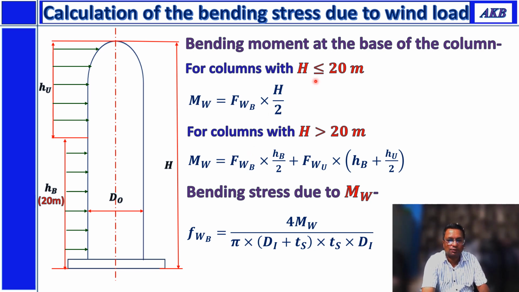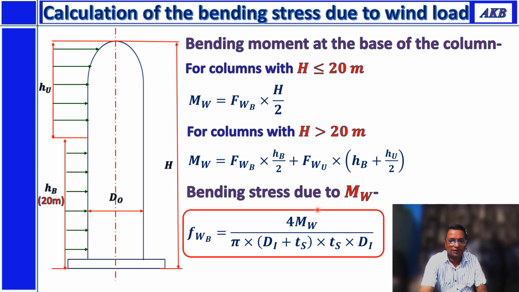If height is less than 20 meter, Mw will be given by this equation. If it is greater than 20 meter, it will be given by this equation. Okay, so this is the bending stress.